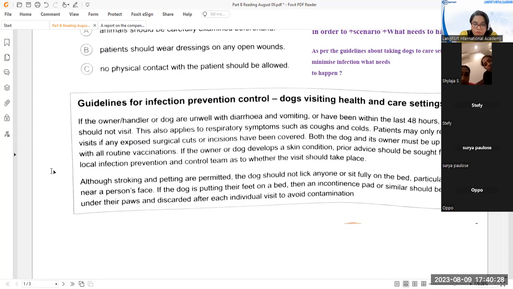Yes. Go through. If the owner or handler. Not now, Steffi, not now. Let everyone read it, then we will read it. Okay, take your time. It's okay, it's completely fine.